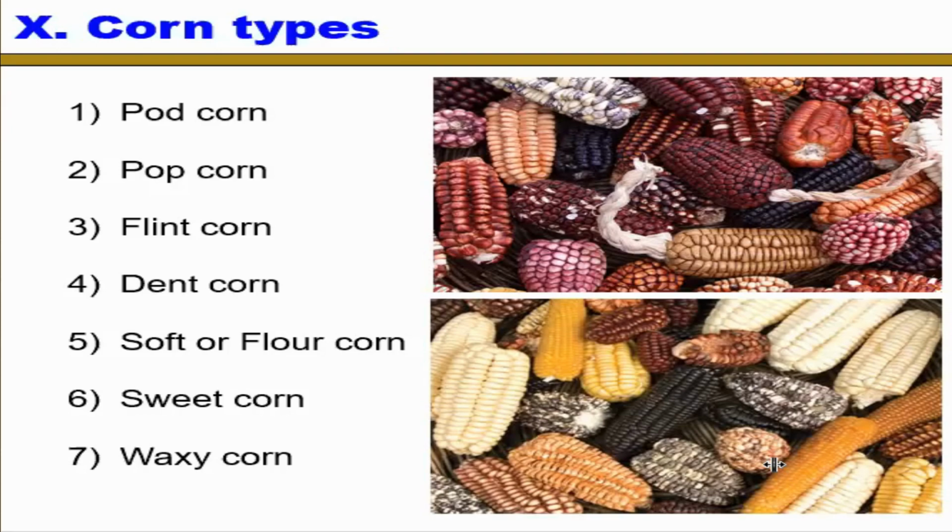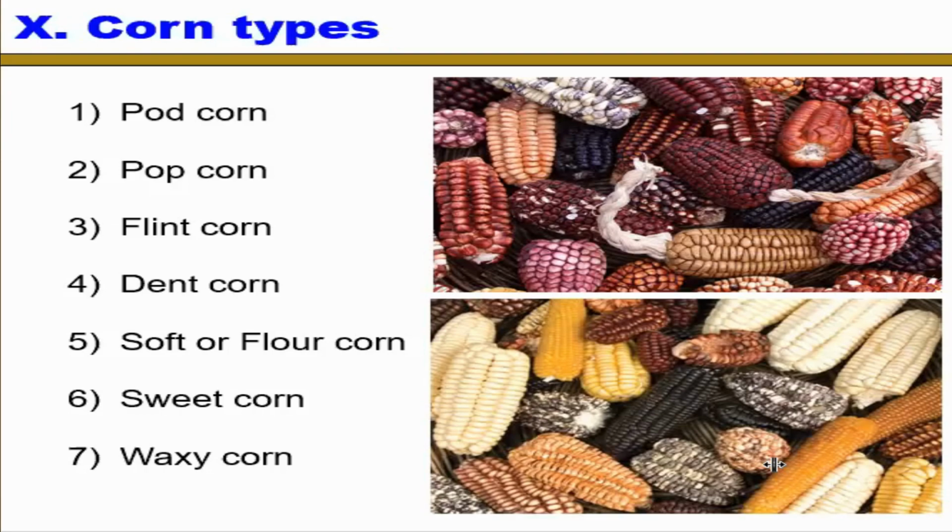Corn types or kinds of corn are different. As you see in our presentation, we have the feed corn, the popcorn, the flint corn, the dent corn, the soft or flour corn, and we have the sweet and waxy corn. So that is all the corn types.